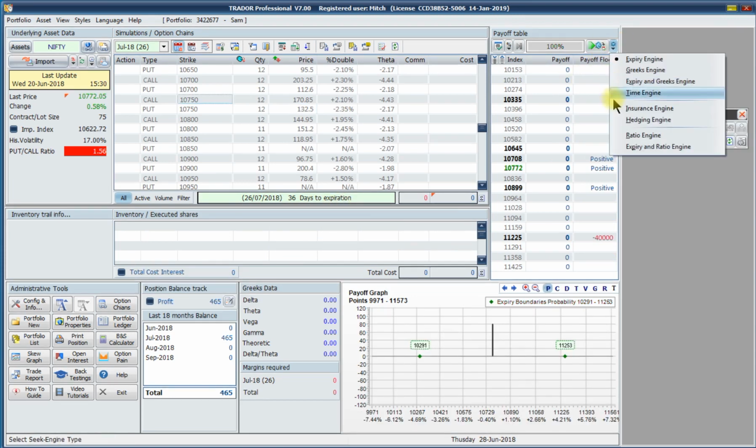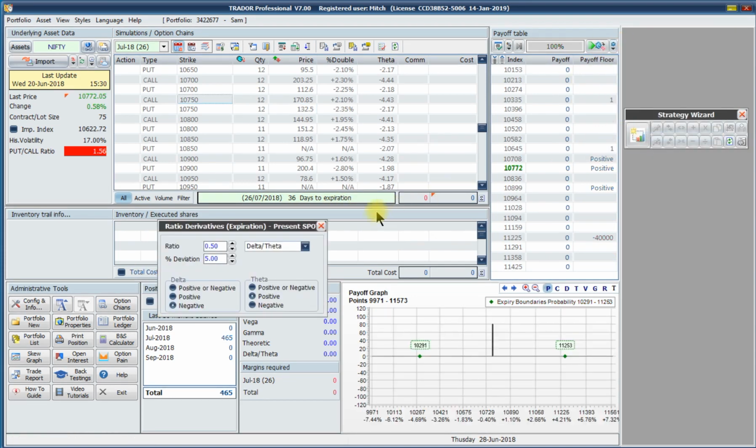The ratio engine enables the user to define Greek's ratio. I'll define a delta theta ratio of 0.50. That means a 2-to-1 ratio between theta and delta with a deviation percentage of 5%. And also, theta has to be positive value and delta can be either positive or negative value.